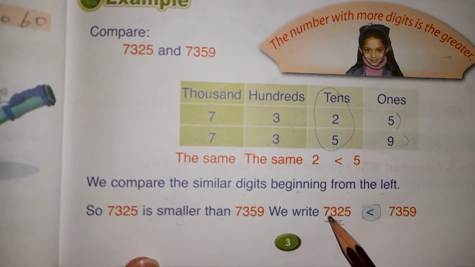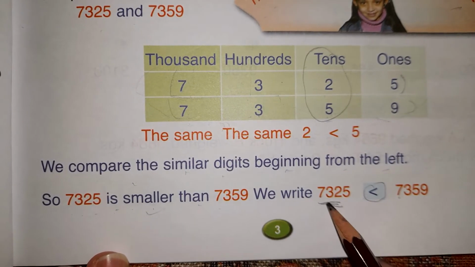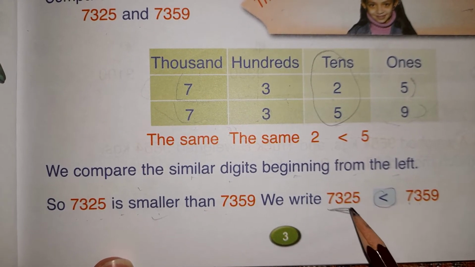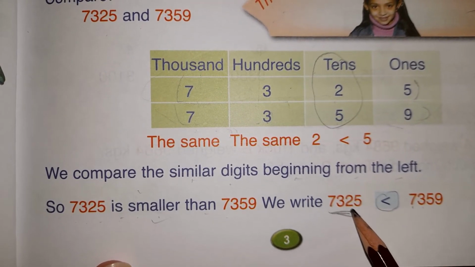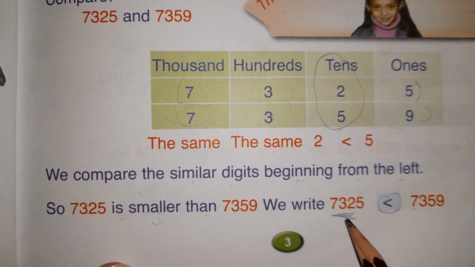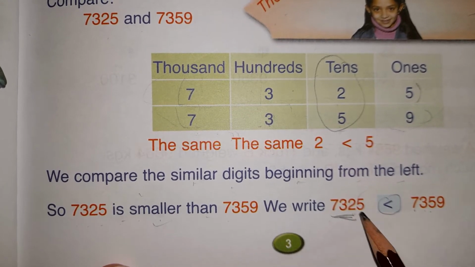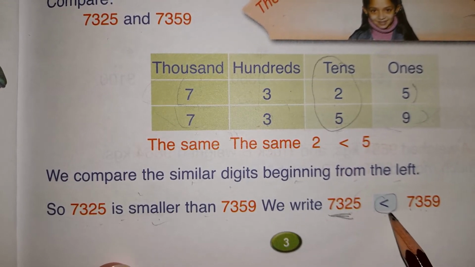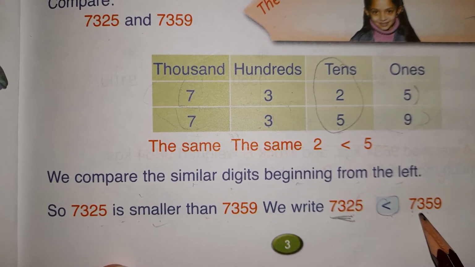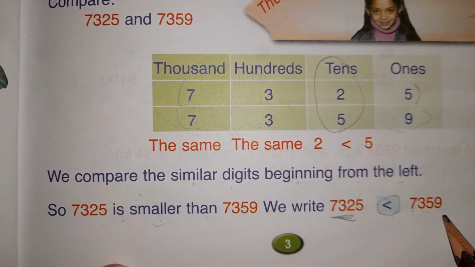This number: 7 and 7, they are equal. 3 and 3, they are equal. Start with the tens. 2 tens is less than, so 7,325 is less than 7,359. Okay, let's go to the questions.